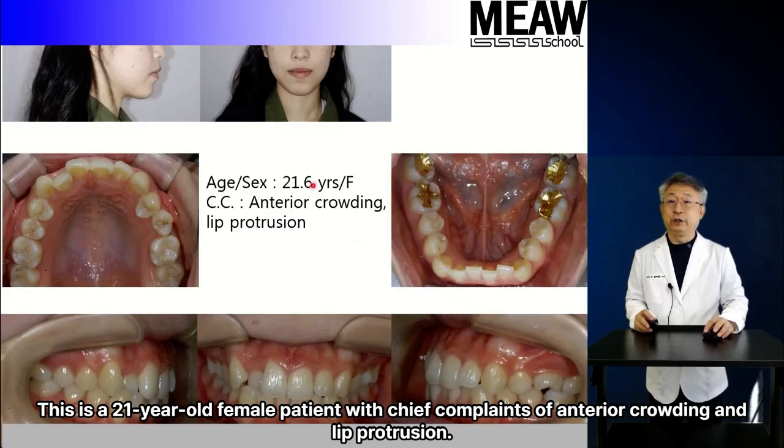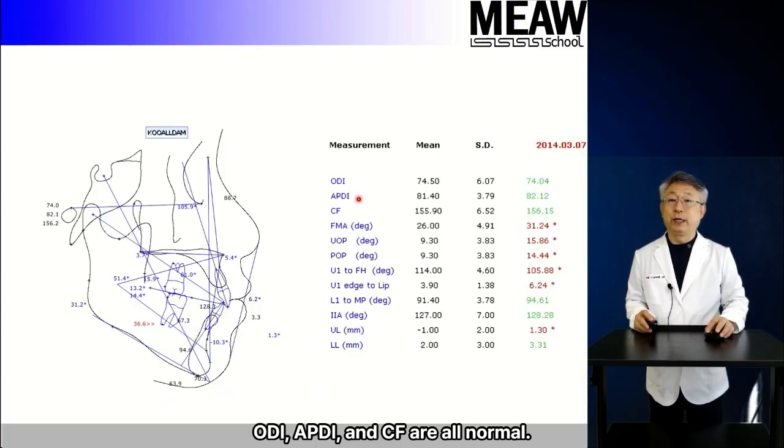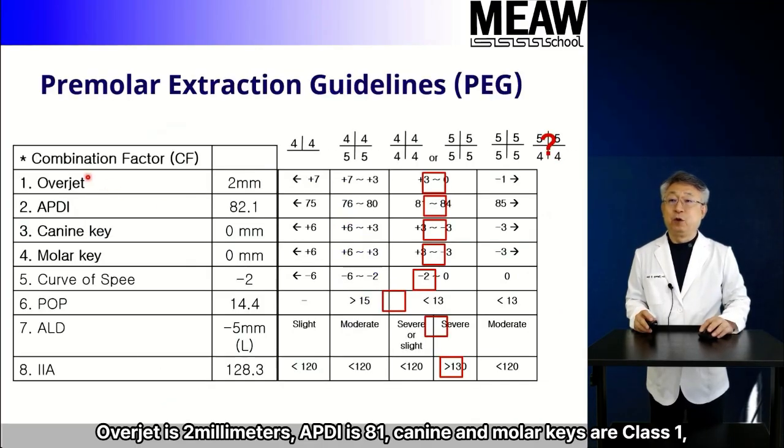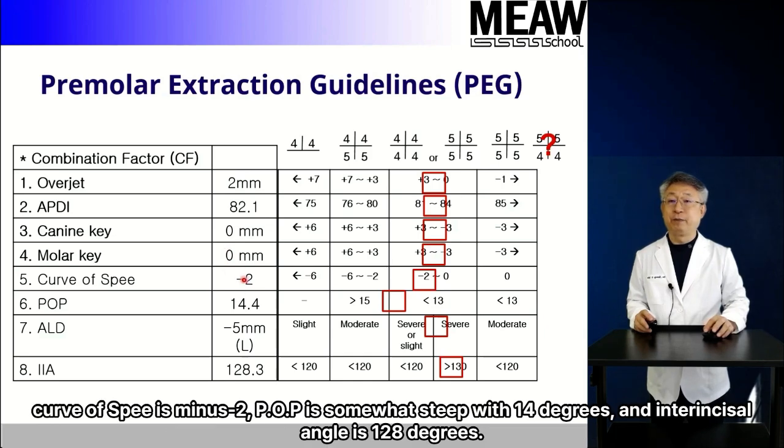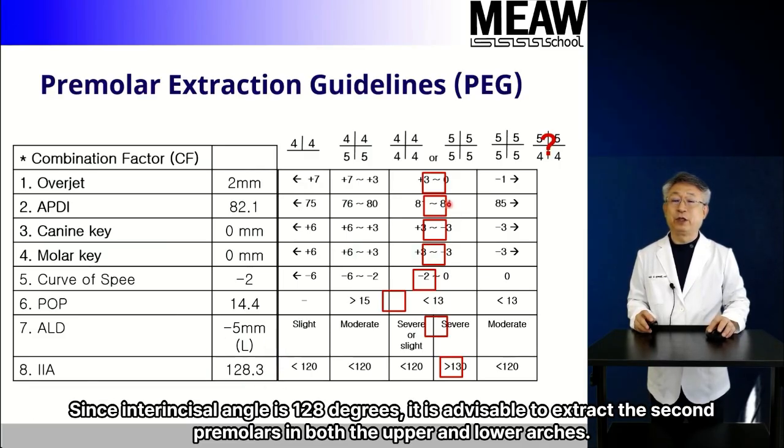This is a 21-year-old female patient with chief complaints of anterior crowding and lip protrusion. ODI, APDI, and CF are all normal. Overjet is 2 millimeters, APDI is 81, canine and molar keys are class 1. Curve of SPI is -2, POP is somewhat steep with 14 degrees, and interincisal angle is 128 degrees. Since interincisal angle is 128 degrees, it is advisable to extract the second premolars in both the upper and lower arches.